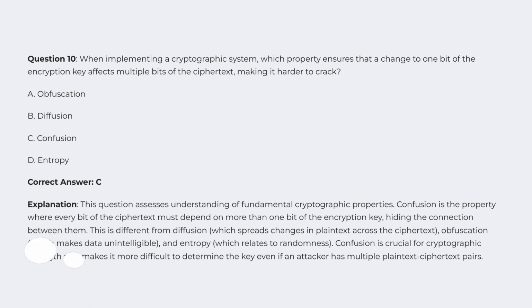Correct answer. C. Explanation: This question assesses understanding of fundamental cryptographic properties. Confusion is the property where every bit of the ciphertext must depend on more than one bit of the encryption key, hiding the connection between them. This is different from diffusion, which spreads changes in plaintext across the ciphertext, obfuscation, which makes data unintelligible, and entropy, which relates to randomness. Confusion is crucial for cryptographic strength, as it makes it more difficult to determine the key even if an attacker has multiple plaintext-ciphertext pairs.